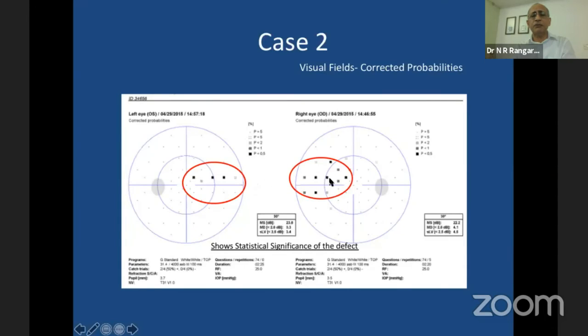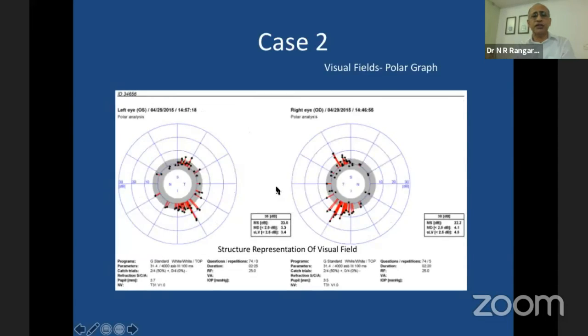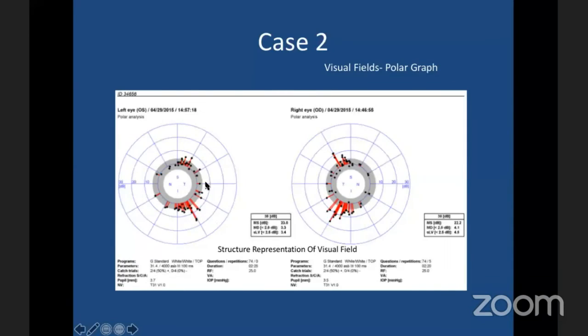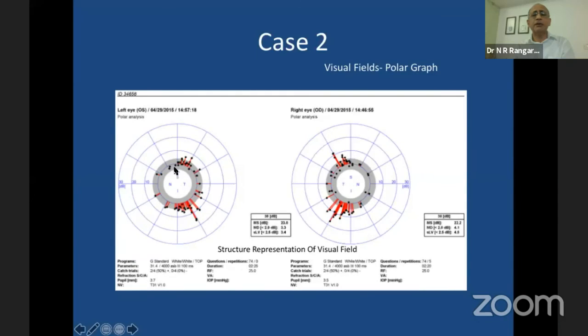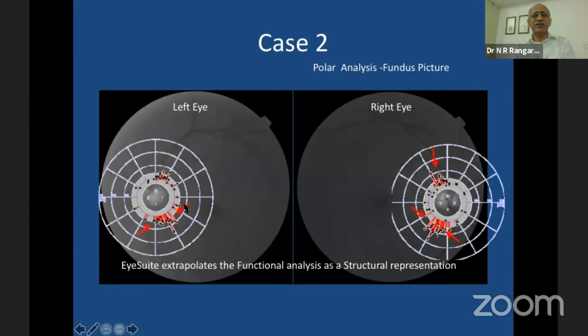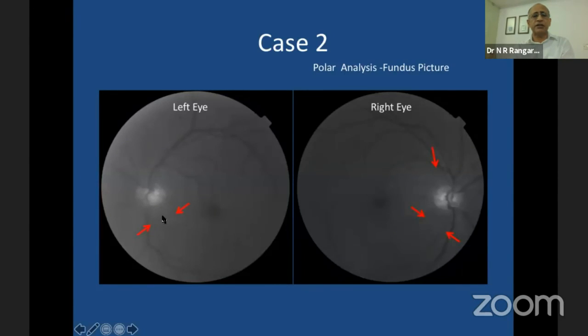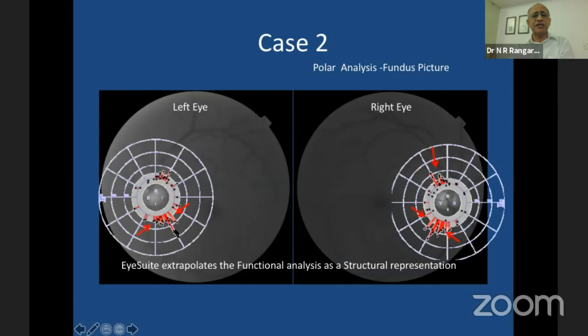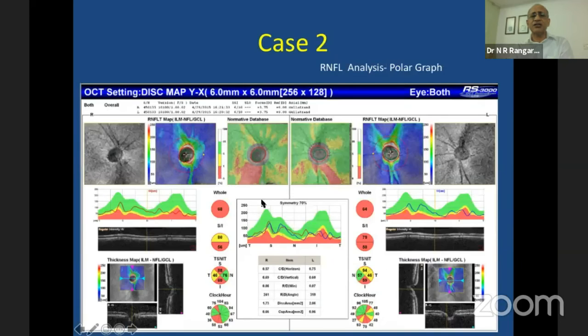So you have a 9-in-1 printout, you can home in on what you're going to see. And sure enough, you have the actual polar defects, which coincide very well. Now, this is just Photoshop. This is not the way it is in the software, but this is where it coincides. So ISUT actually extrapolates the functional analysis as a structural representation. And this is, of course, the OCT, which definitely highlights that. We don't really need OCT to tell that, but we can do that with a good clinical examination as well.